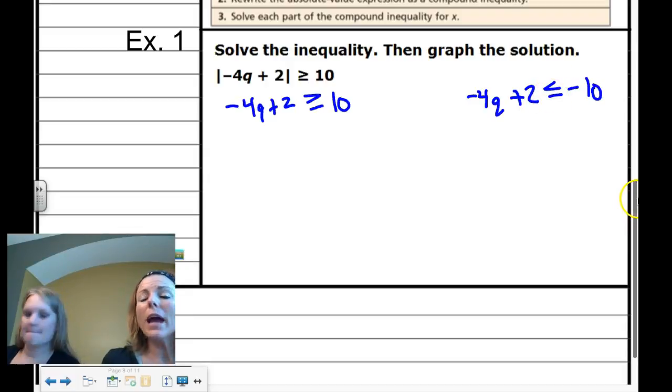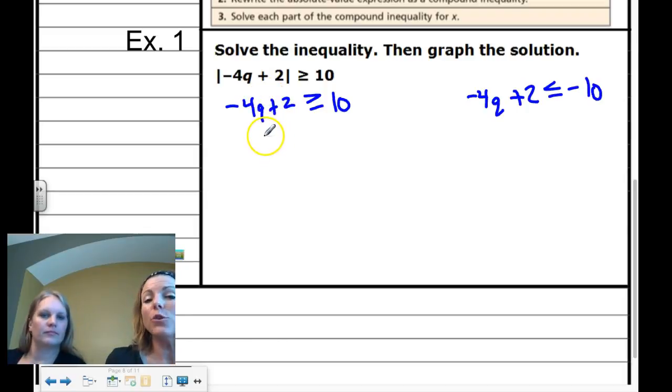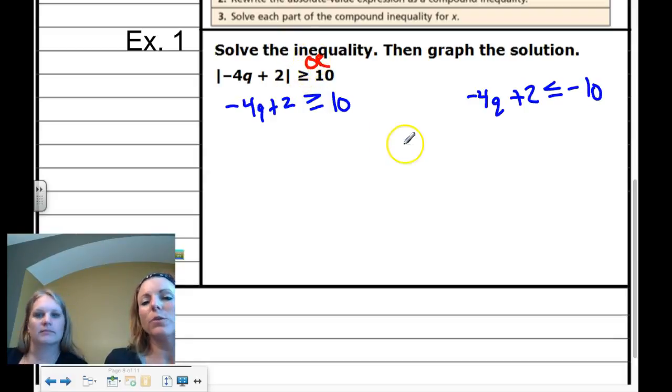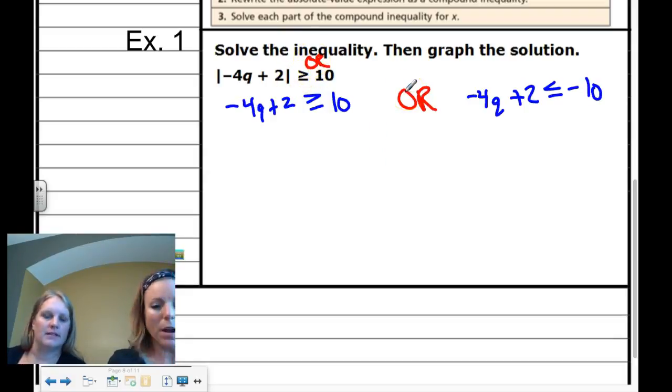Right away, I would decide: is it an and or an or, before you even go any further? I look at the original one, and it says greater than, so I know it's going to be an or. Let's write a big or there so we know. Now we start solving. We know how to do that.